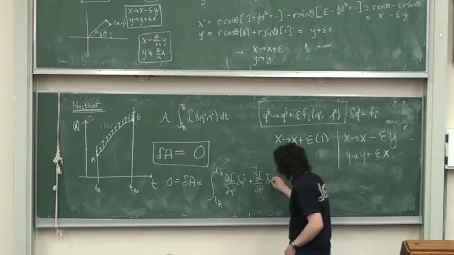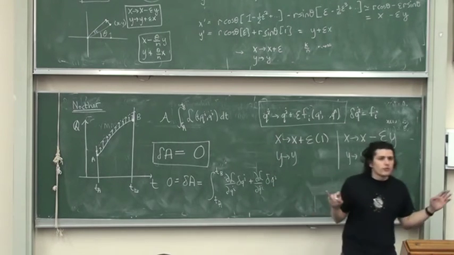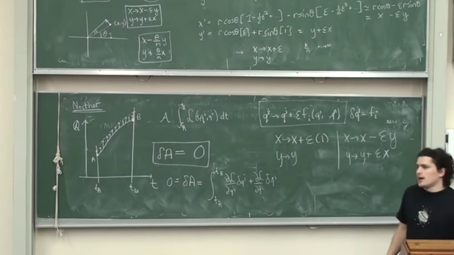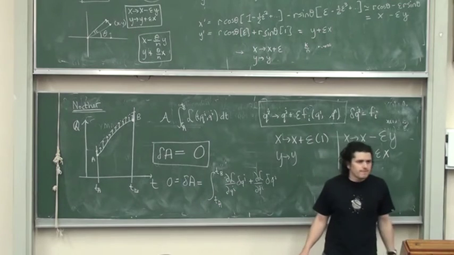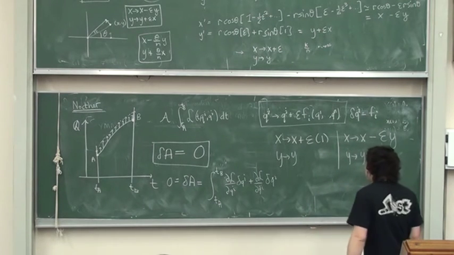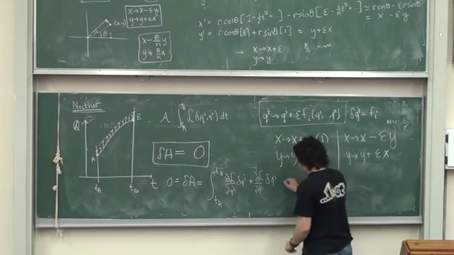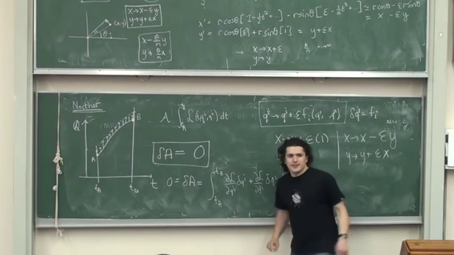Well, that's nothing we haven't seen before. That's just the chain rule for variations. That's what we saw in the review, what we saw on Monday and Wednesday. This is not special.